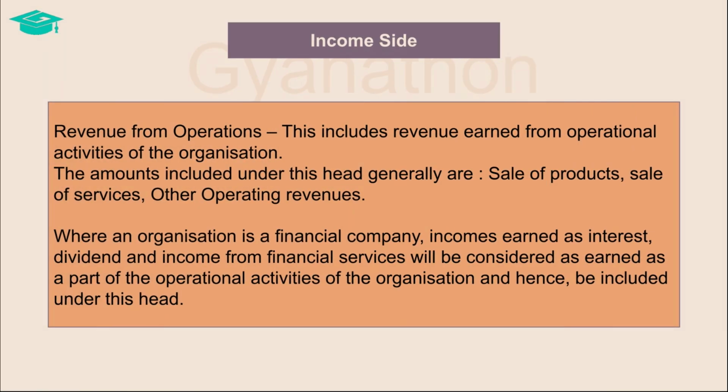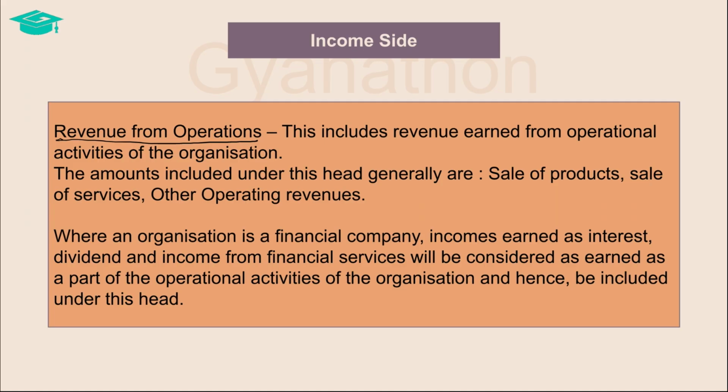Under the income side, the first item is revenue from operations. This consists of revenue from operational activities of an organization, that is, revenue earned from the day-to-day business of the organization. This includes revenue earned from the sale of products or services and other operating revenues.